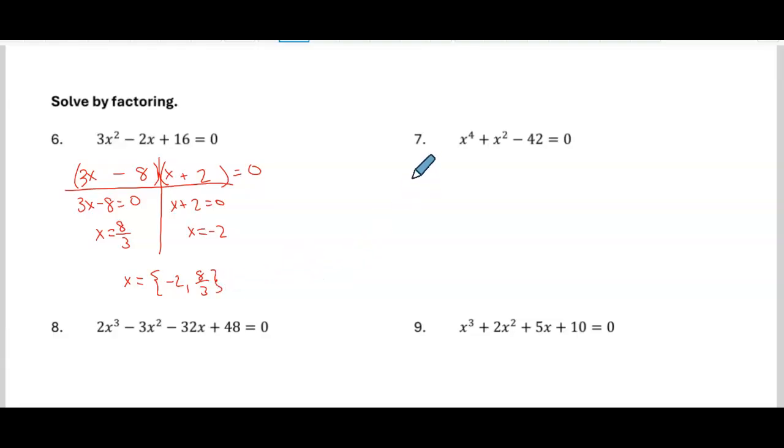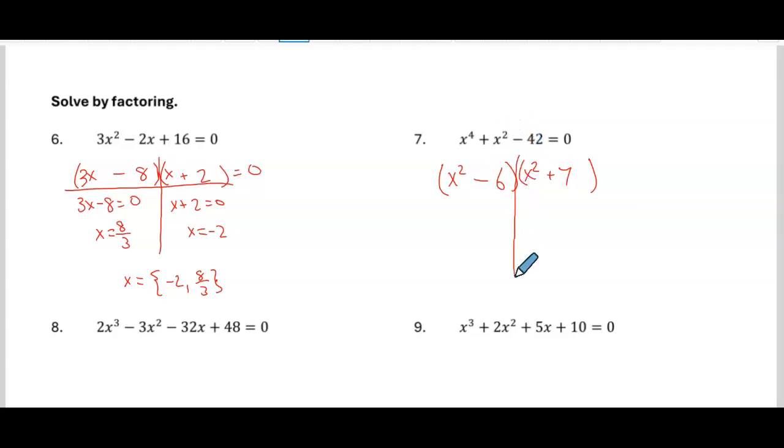All right, number 7. Trinomial, no common factors. So I'm just going to set up a couple binomials. I have x to the 4th, which means I need x squared times x squared. 42 is 6 times 7, and those are 1 apart, so that should work. Let's put a plus 7 and a minus 6, and that way it'll add up to a plus 1x squared.